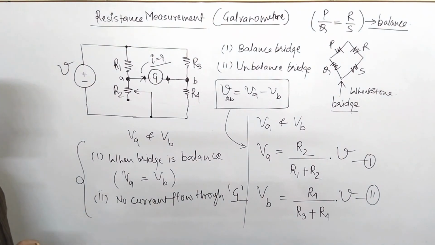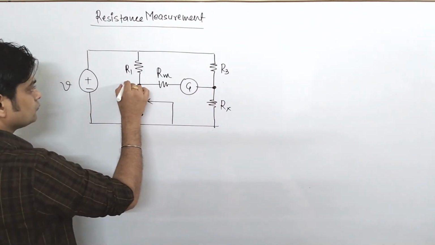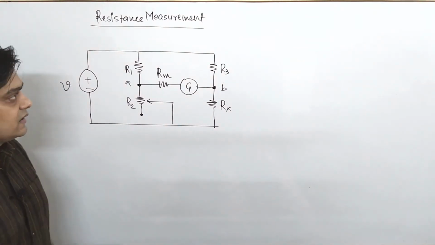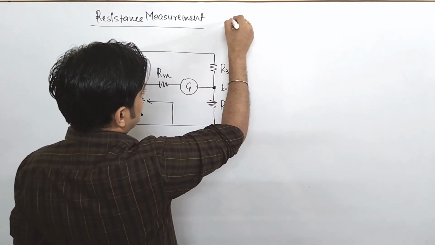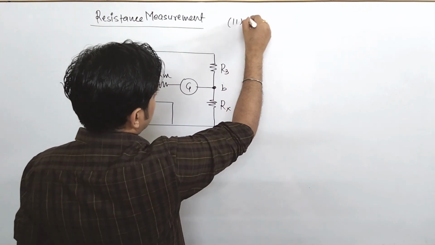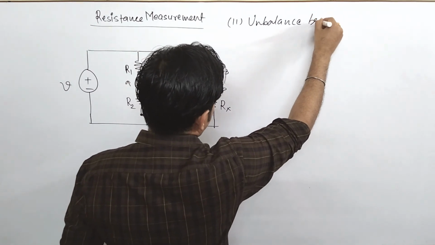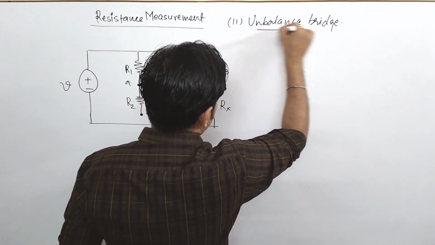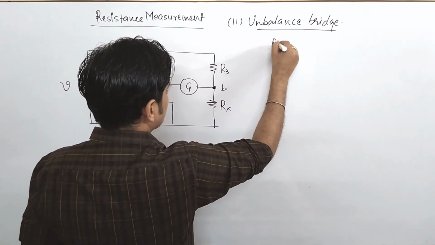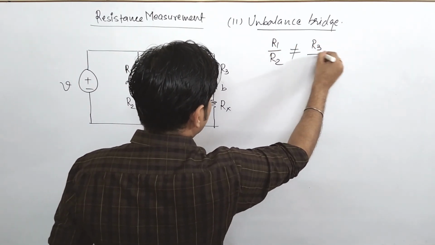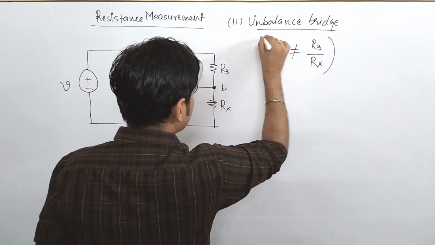Now the very important thing: when the bridge is unbalanced, what will happen? Now friends, this is your next condition. First we discussed the balanced bridge, now we discuss the unbalanced bridge condition. It means R1 upon R2 is not equal to R3 upon R4. Very important thing.